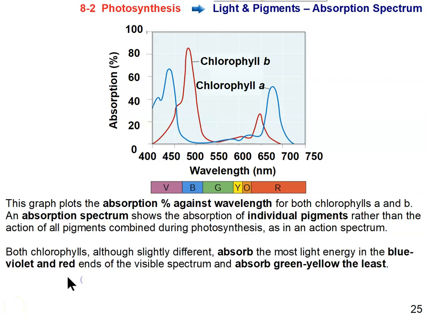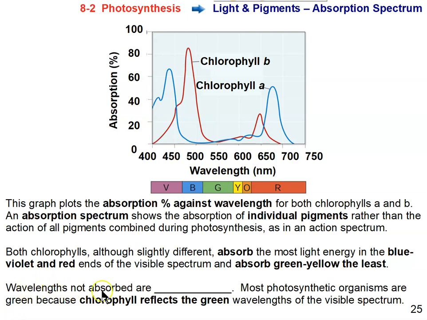And as we can see from this, both chlorophylls, although slightly different, absorb the most light energy at the blue-violet end and the red end of the visible spectrum, just like was demonstrated in the action spectrum from Engelmann. And the middle part of the spectrum, the green-yellow part, is reflected, and that's why plants are green. So to emphasize that point, wavelengths that are not absorbed are reflected. And most photosynthetic organisms are green because chlorophyll reflects the green wavelengths of the visible spectrum.